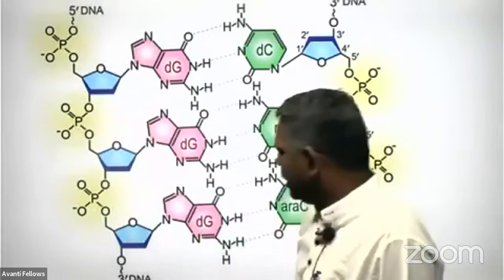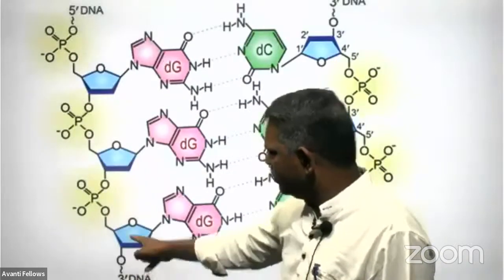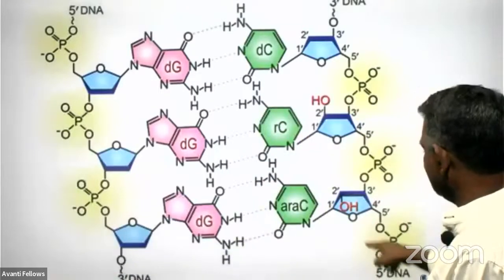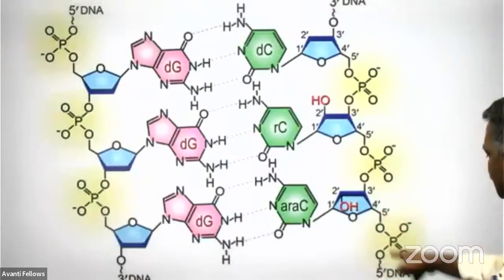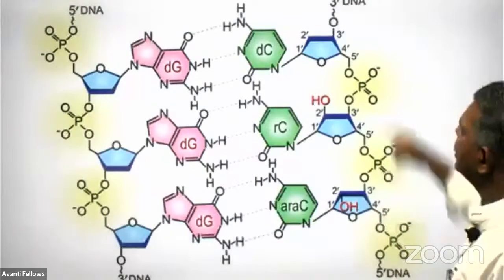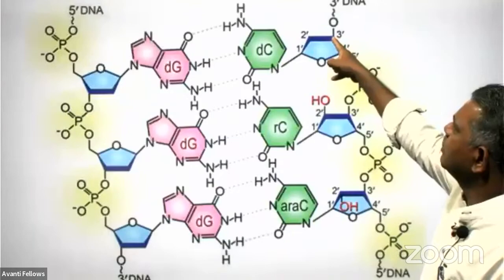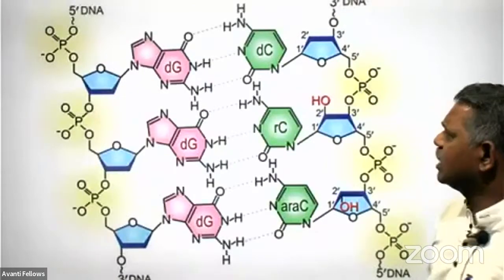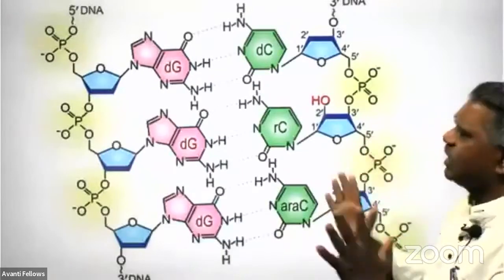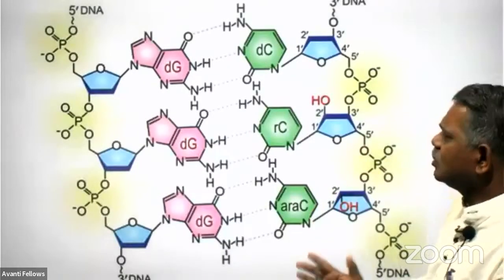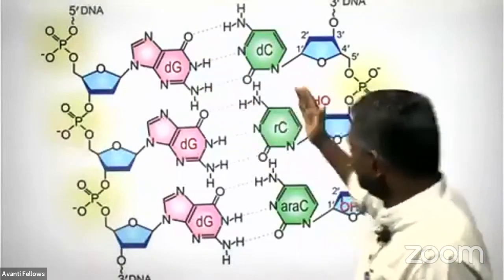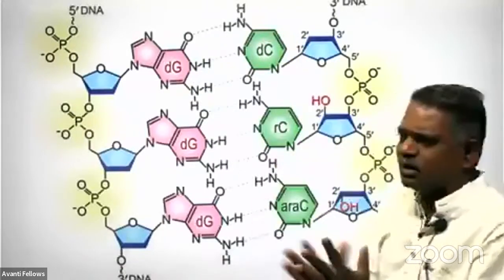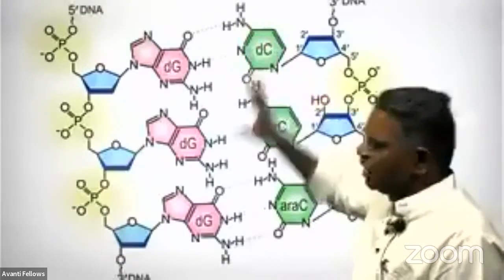The 5' end, and the third position of this pentose sugar is free here, and we call it the 3' end. Whereas here, the fifth position is free, so we call it the 5' end of DNA, and here the third position of the pentose sugar is free, so we call it the 3' end. And this arrangement is anti-parallel, so it keeps the nitrogenous bases exactly at the center, and always only complementary bases come together and make this bond, and it is called what?